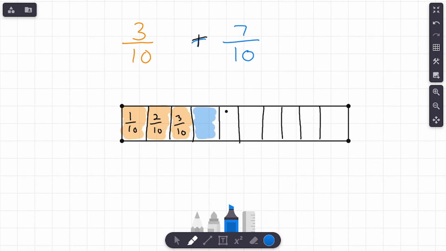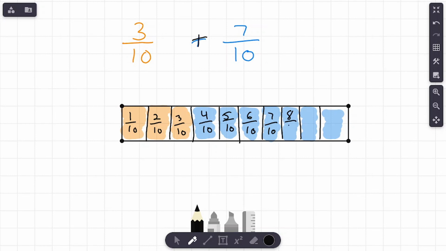So I'm drawing in 7/10, 7 equal pieces. So that's 1, 2, 3, 4, 5, 6, and 7. I'm going to label all of them as well. So let's see, we had 1/10, 2/10, 3/10. So that's 4/10, 5/10, 6/10, 7/10, 8/10, 9/10, and 10/10. So what's our answer in this problem here, ladies and gentlemen?